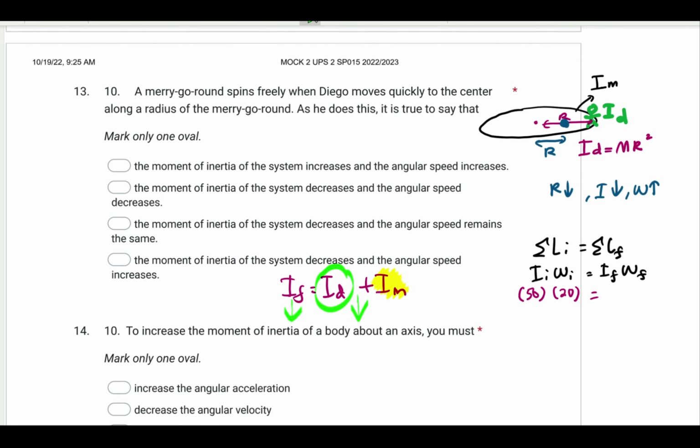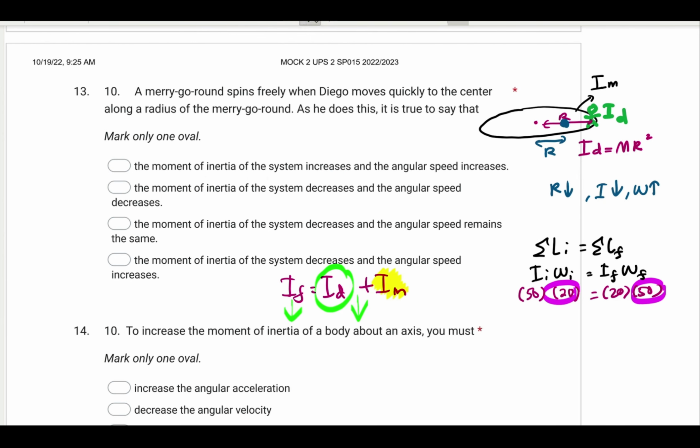That's why his final will decrease. If we set the value to 20, so obviously his final angular velocity will become bigger. Right, if we compare like that it's easy to see. 20 with 50. Okay, increase. So, the correct answer, the moment of inertia of the system increase.